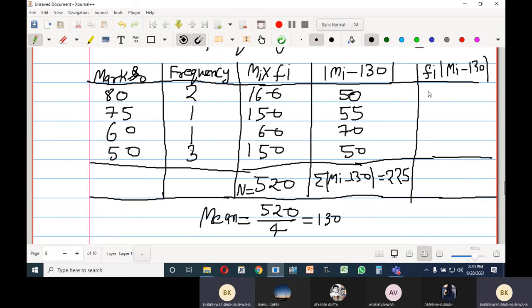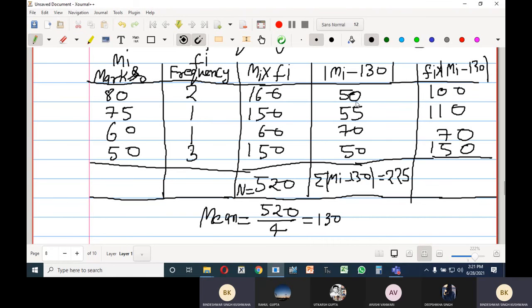See that here 100 Fi into Mi minus 130. Thereafter you will calculate 1 into 5. So 110. Thereafter 1 into 70. Okay. Fi into 70. So here as I said that this is Fi and this is Mi. Marks. So 70 and thereafter 150. So this is, you can say, the total deviation. Okay. This is the total deviation.